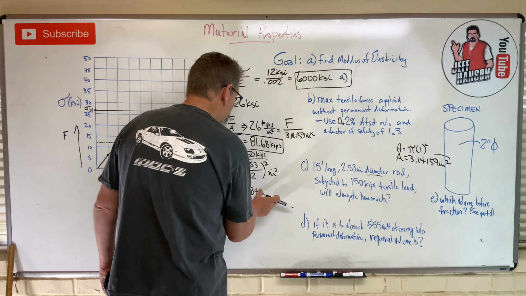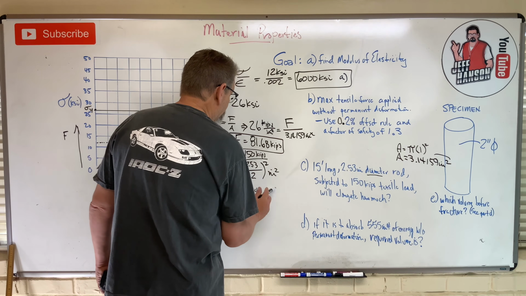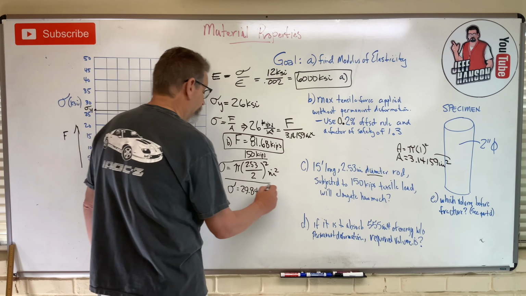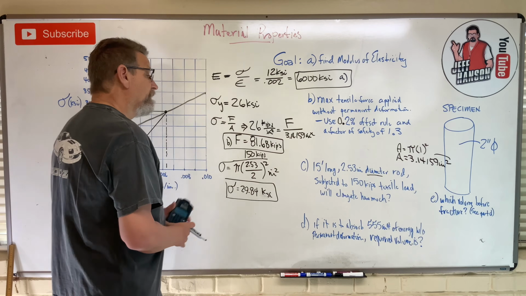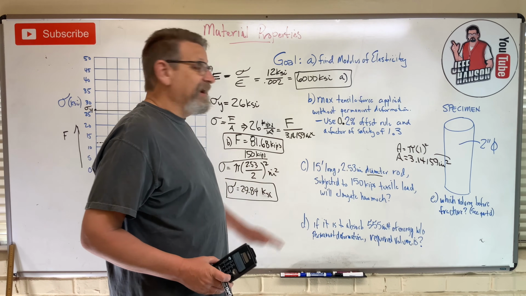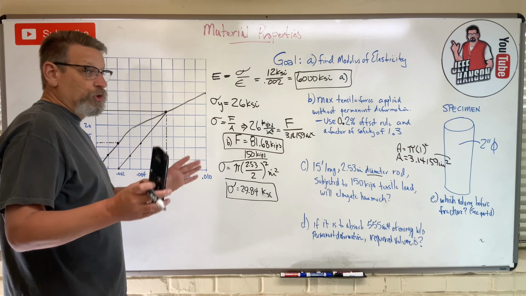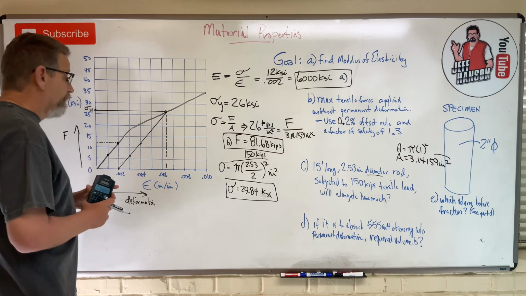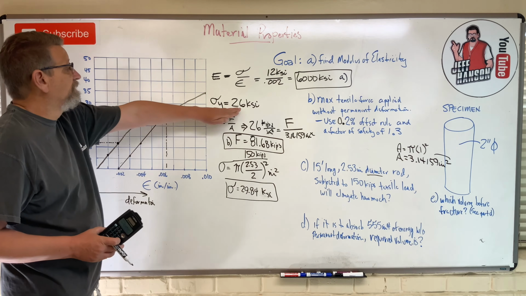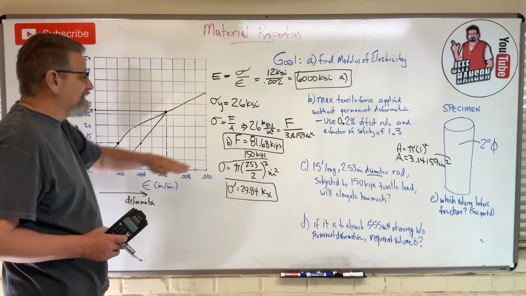Whoop, not inches. KSI. Okay, so what did we just find? Subjected to a 150 tensile load, it will elongate how much? Now we assume that's under load, okay? It's under load. Now, 29.84, where was yield? At 26 KSI.